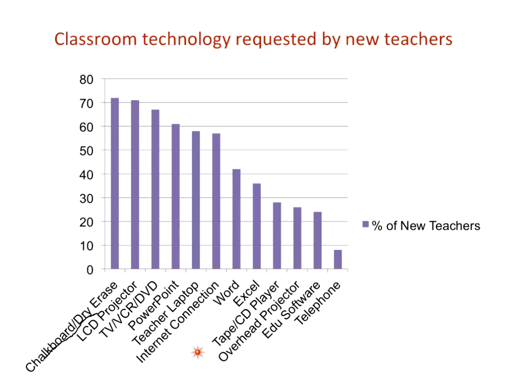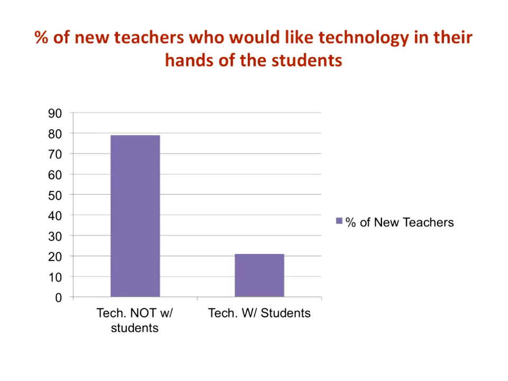I also asked them, do you want to use the technology, do you want to be the sage on the stage and have all the technology with you, or do you want to have the students have the technology, like a one-to-one program? Overwhelmingly, they all give me the same answer for the most part. 80% of them say, no, I want to be the sage on the stage. I want the technology. I have no idea what to do with every student that has an iPod or every student that has an iPad. I'm really uncomfortable with that.